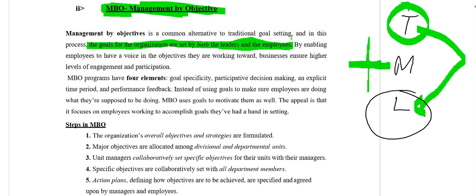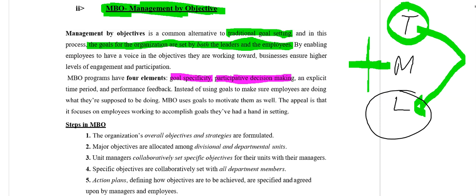This is an alternative to traditional goal setting, which we have already studied. So there are 4 elements of the MBO. Number 1, the first element of goal setting in MBO is goal specificity. Goals have to be specified. Number 2, participative decision making. This decision making is not autocratic. This is participative, where lower level management is participating in making the decisions.